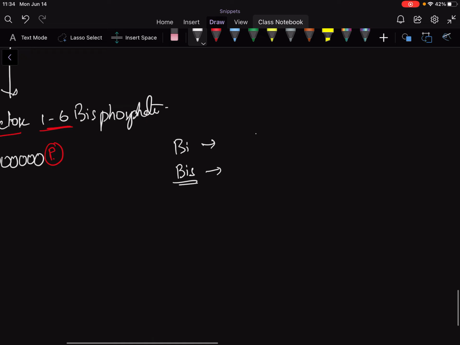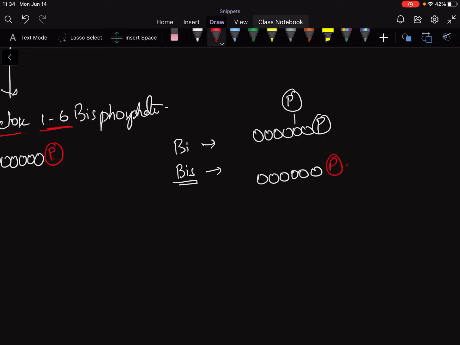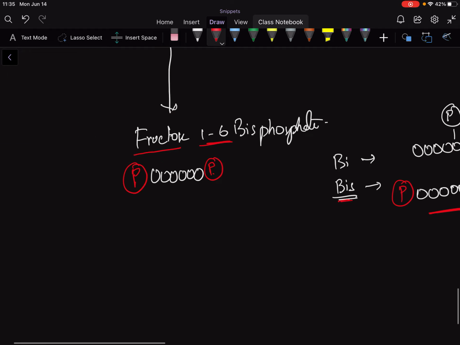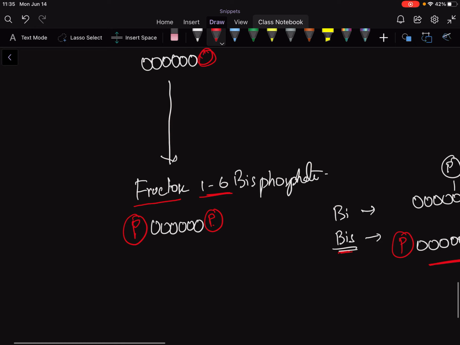Bi means, suppose this is a glucose, the two phosphates are adjacent to each other. Those are called biphosphates. Whereas bis means, suppose this is a glucose molecule, and here is a phosphate at one end, and here is a phosphate at the other end. This is called bis. Bis means two phosphates are separated by a long gap. So here is fructose 1,6 bisphosphate.